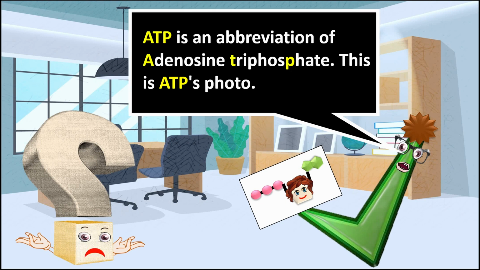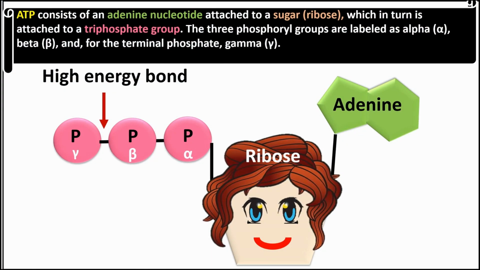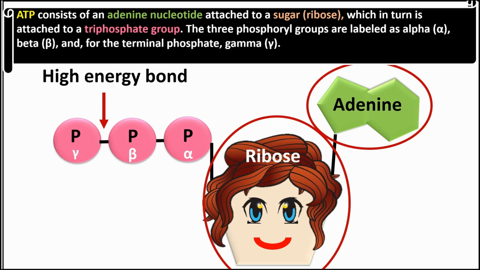ATP is an abbreviation of adenosine triphosphate. This is ATP's photo. ATP consists of an adenine nucleotide attached to a sugar, ribose, which in turn is attached to a triphosphate group. The three phosphoryl groups are labeled as alpha and beta for the terminal phosphate, gamma.